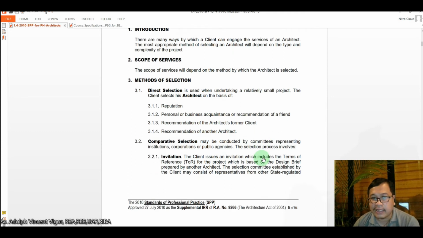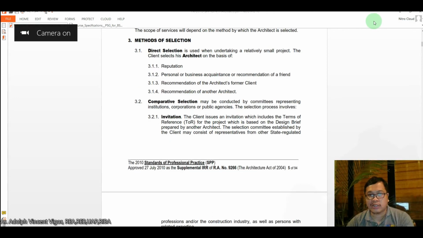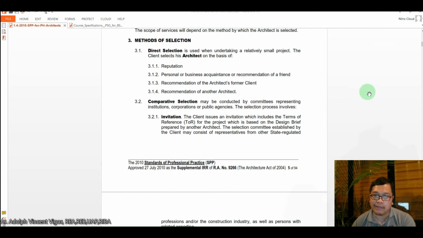Then you have a comparative selection, which may be conducted by committees representing... Okay, so your commission, class, it is something which could be done through an invitation wherein your client issues an invitation including the terms of reference for the project, which is based on the design brief prepared by another architect.